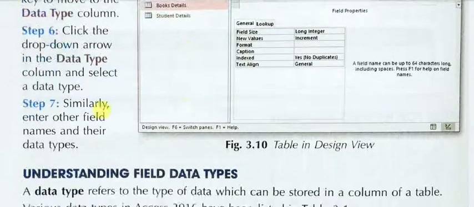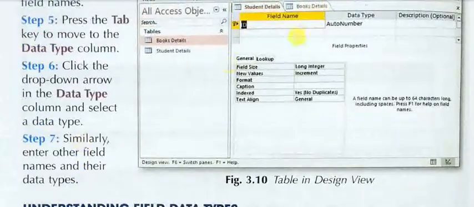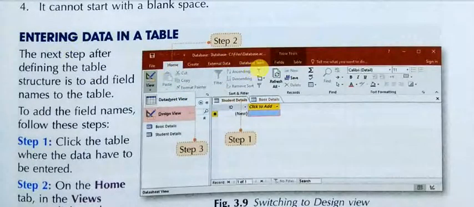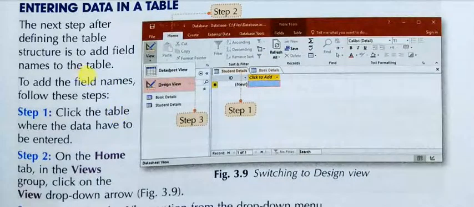The next, similarly, enter other field names and type the data type. So you have to give the different data types of that particular column. Okay, so in this way you can add different columns, and then you have to select the data type. So to add the field names, follow these steps. So these are the different steps to enter the field names. So if you want to enter the data, then you can just type your data here.